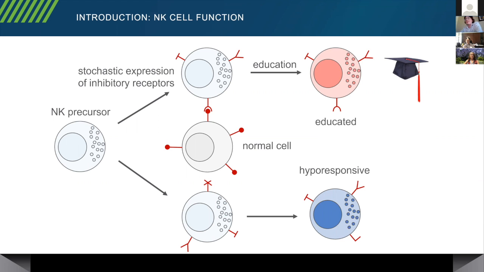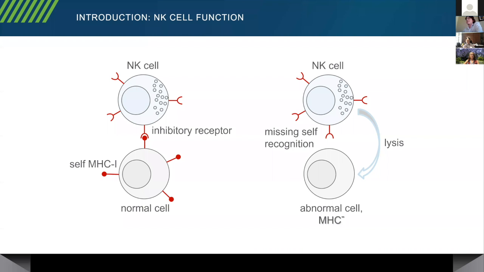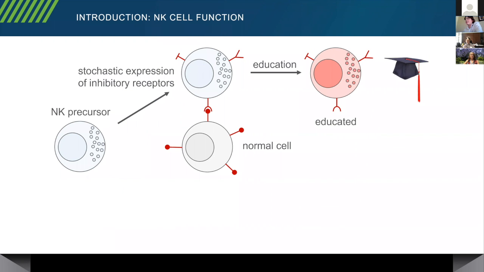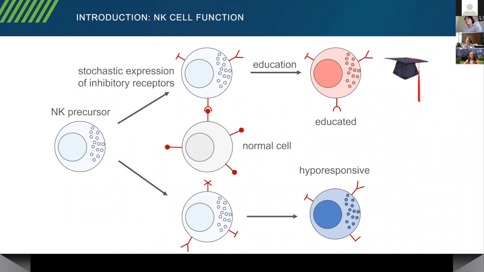However, the process can also fail. Maybe the NK cell is never able to express the correct receptors to identify those normal cells. And in this case, the cell will become hyper-responsive or stay non-educated. And it's very important that this cell will stay non-active, because going back to the previous slide, if it's expressing the wrong receptors, it would consider every cell in its environment an abnormal cell, and then basically randomly destroy tissue. So this process of education is very important for the function of the natural killer cell.